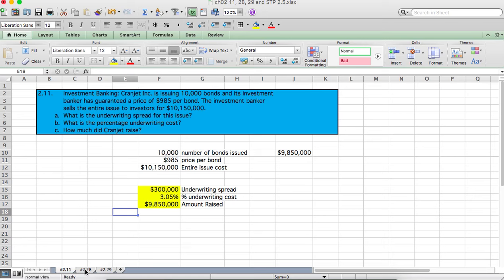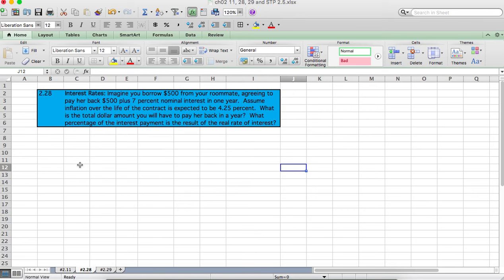Okay. Now here's one that's not in the back of the book. Question 2.28. So let's read it. And this one is regarding interest rates. Imagine you borrow $500 from your roommate, agreeing to pay her back $500 plus 7% nominal interest in 1 year. Assume inflation over the life of the contract is expected to be 4.25%. What is the total dollar amount you will have to pay her back in a year? What percentage of the interest payment is the result of the real rate of interest?